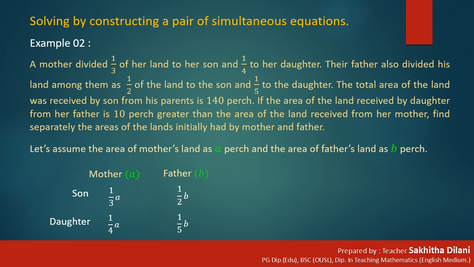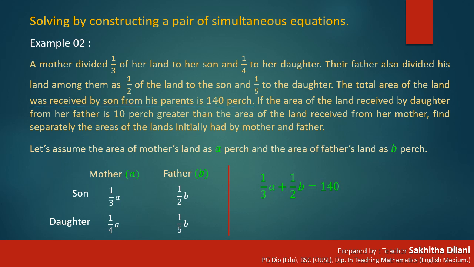In this problem, it is given that the total area of the land received by the son from his parents is 140 perch. An equation can be constructed using that. That is 1/3 A plus 1/2 B equals 140.